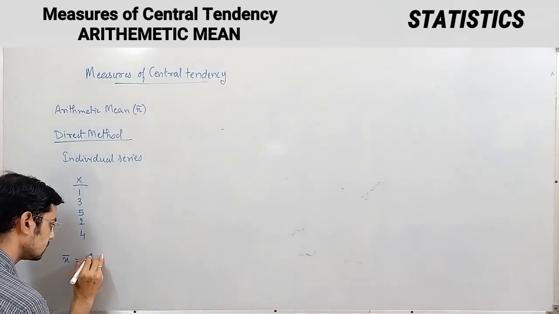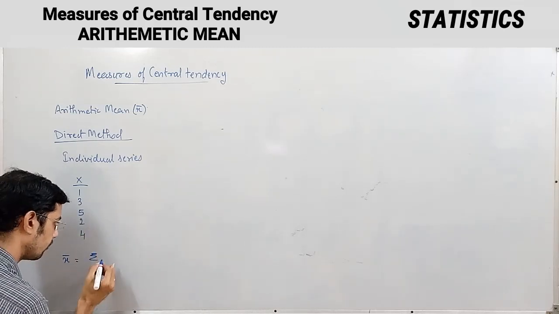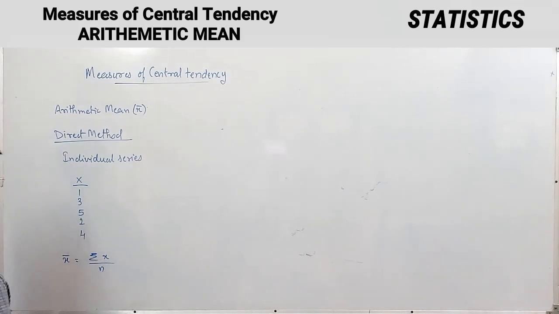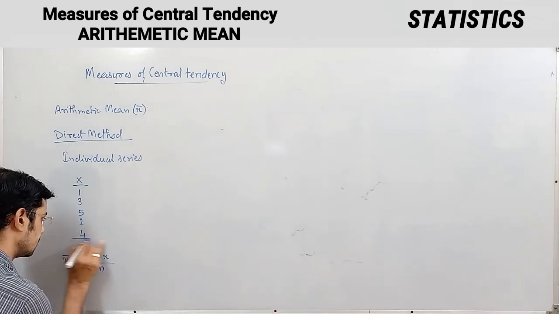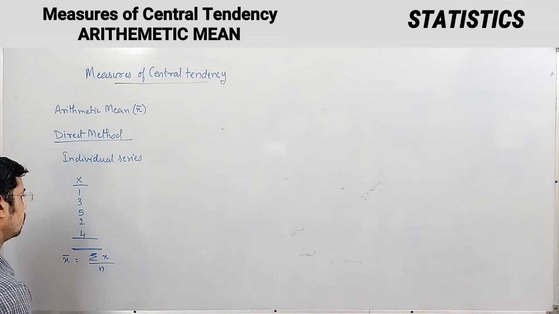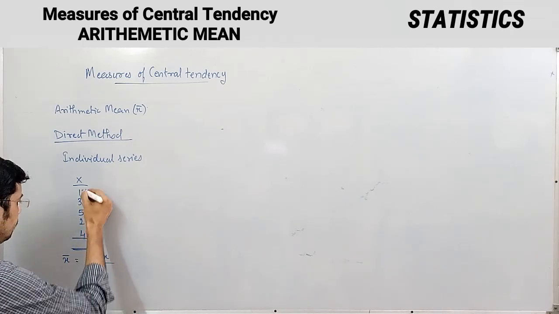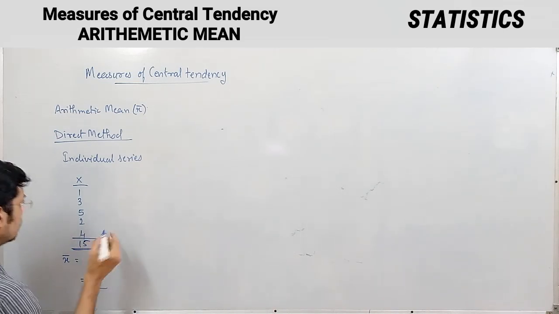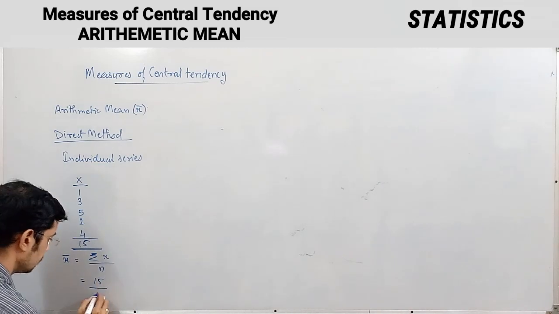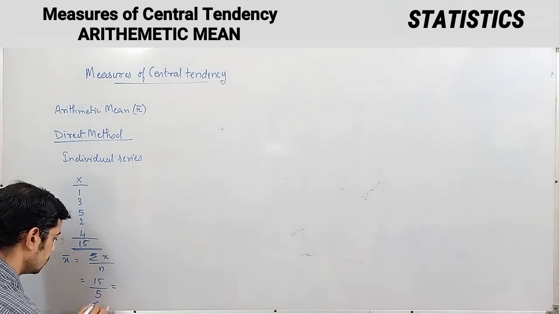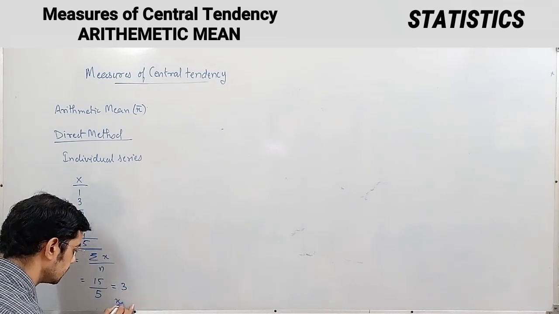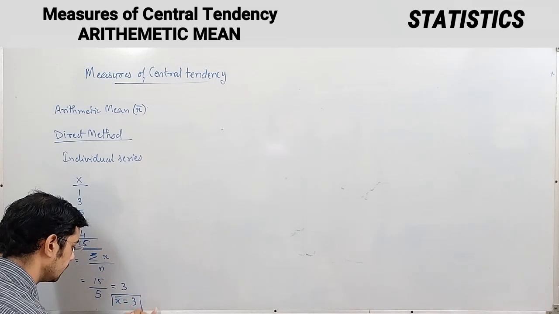X bar equals sum of all observations, x, divided by n. What is the sum of all observations? This is 3 plus 2, 5, 5 plus 5, 10, 15. So it is equal to 15. Now what is n? N is the total number of observations: 1, 2, 3, 4 and 5. So there are 5 observations. Therefore 15 by 5 will be equal to 3. So the mean here in this case is x bar equal to 3, and that is your solution.